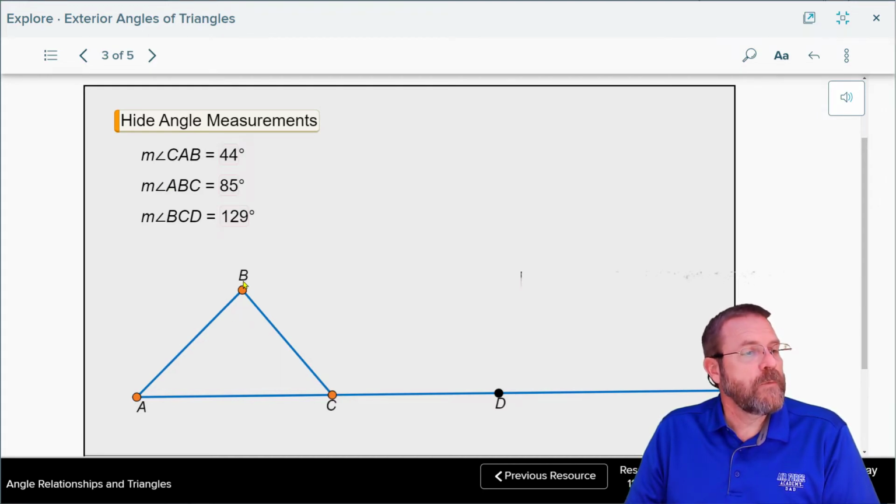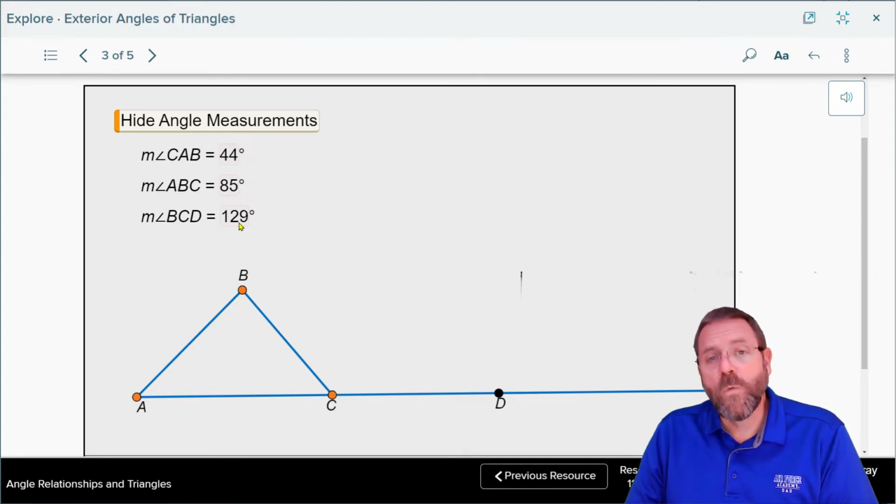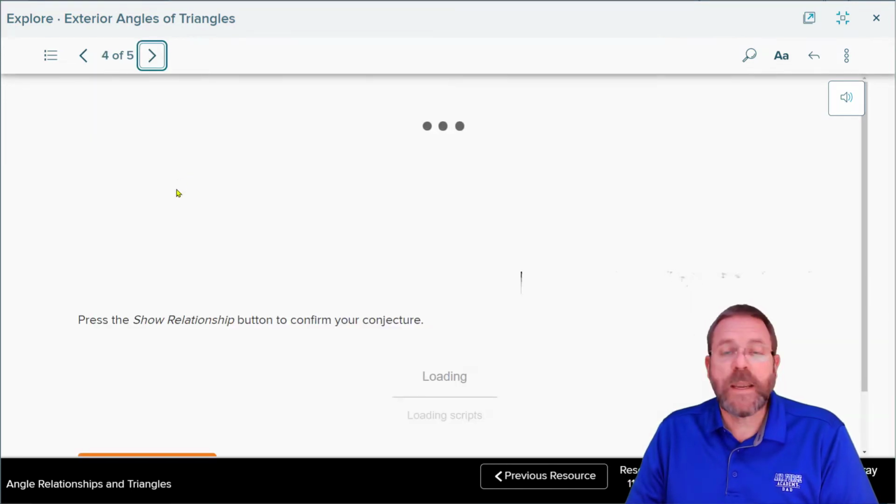And then we have BCD. This is the interesting one. The BCD that you get formed right here, that is equal to 129 degrees. What do you get when you add 44 and 85 together? 129. So the measure of angle A plus the measure of angle B equaled the measure of angle BCD. Interesting. I never really knew that.